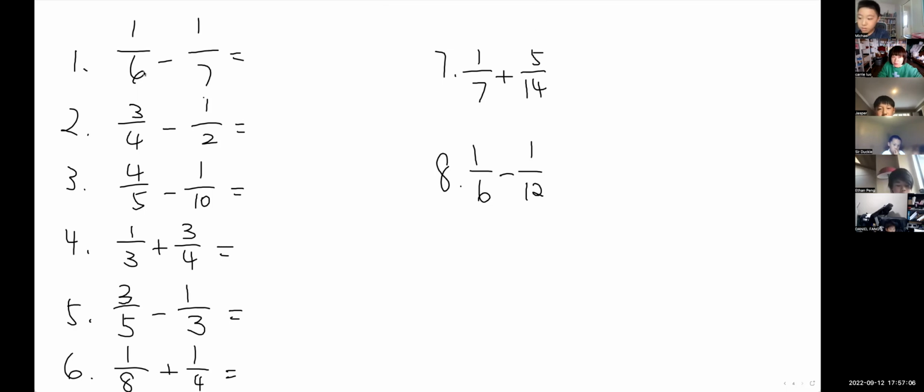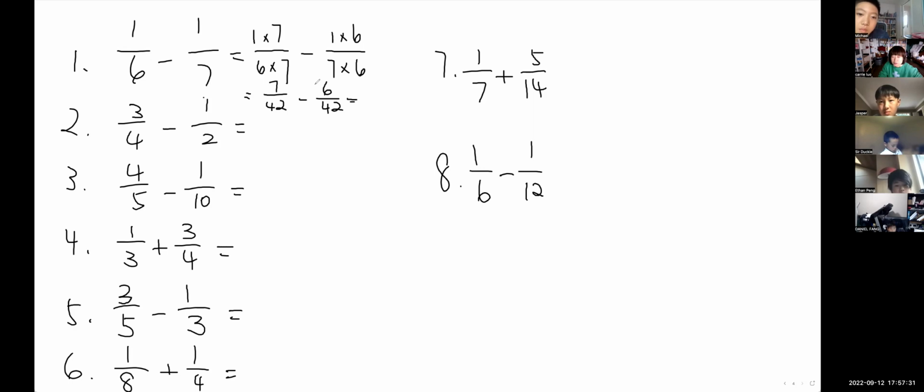Because 6 and 7 are not sharing a common factor, right? 6 times nothing becomes 7. 7 divided by nothing becomes 6. So basically you just do 6 times 7 and top 1 times 7. Oh, yeah, 7 times 6, and the top 1 times 6 as well. So this one became 7 over 42 minus 6 over 42. Equals 1 over 42. Yes, you're right. Okay, that is absolutely correct.